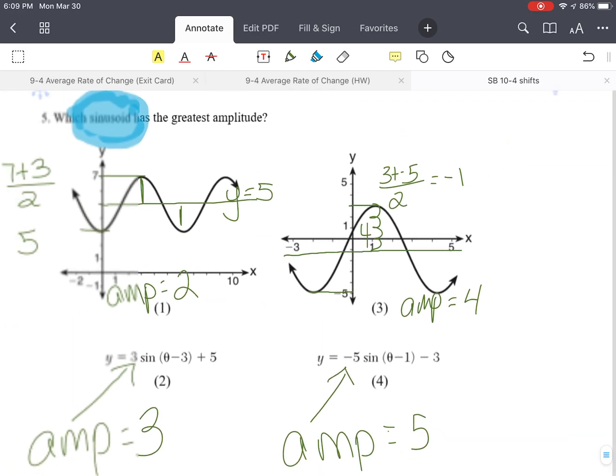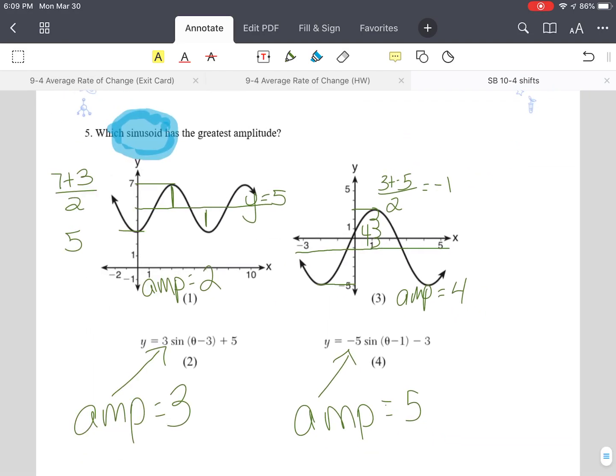Okay. So which sinusoid has the greatest amplitude? That would be choice 4.